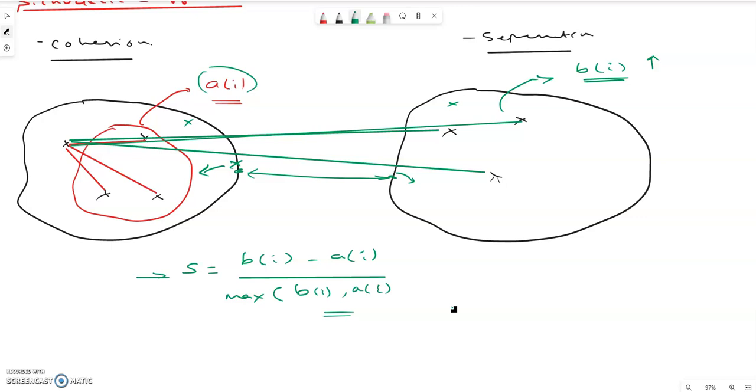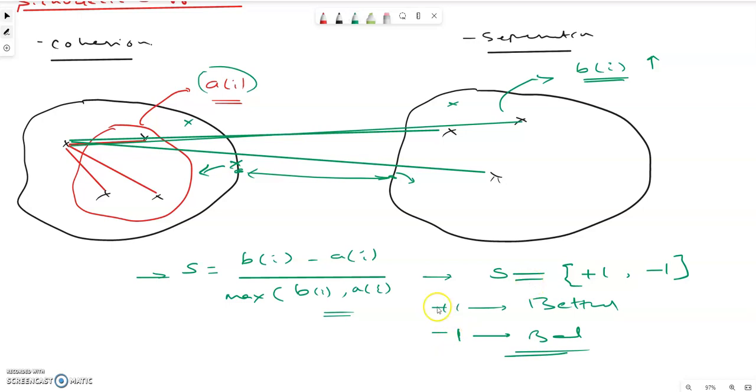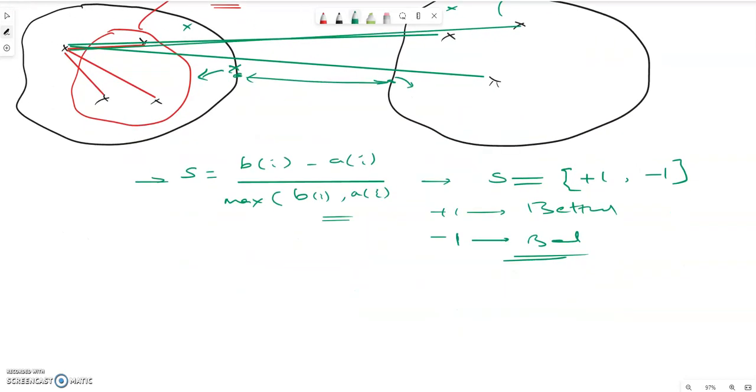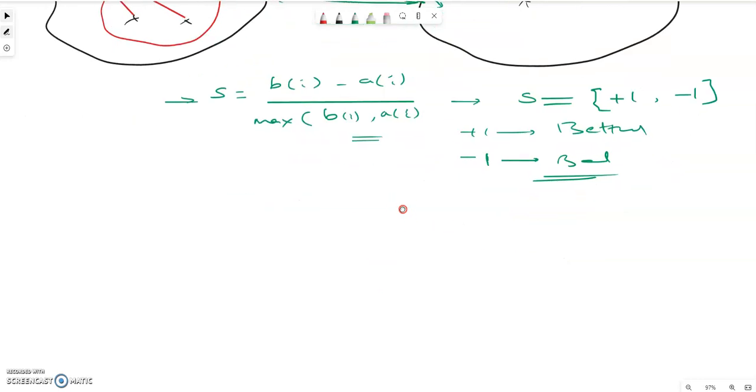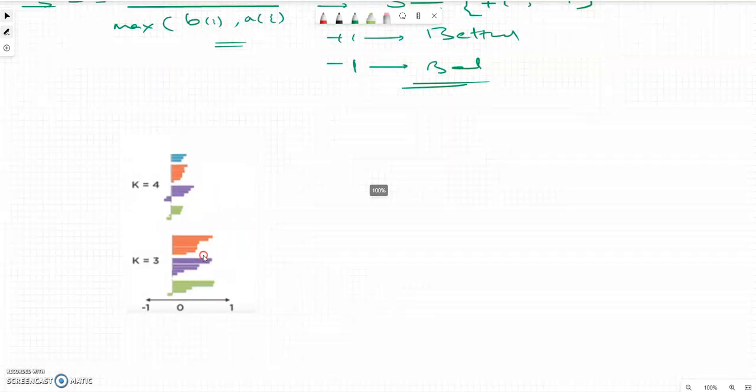Now it generally has two things here. It'll be in the range of +1 to -1. All right. So if a value is closer to +1, that means it's giving a better performance. If it is not closer to 1, if it is going closer to -1, it is giving a bad performance. All right. Now, with the help of Silhouette coefficient, we can also find the optimum value of k here.